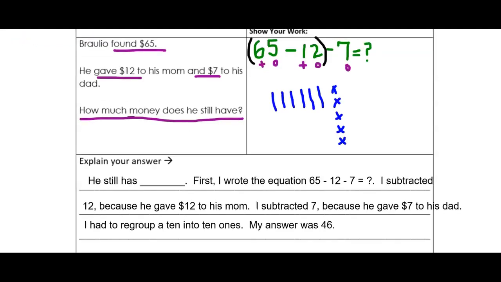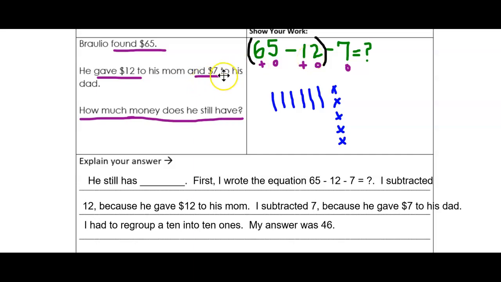All right, boys and girls, let's check your answer. You should have underlined the keywords and numbers. Found $65. 65 should have been your first number in the equation. He gave $12 to his mom. Remember, if you act that out, if you give something to someone, that means you have less of it. So you subtract. So minus 12.